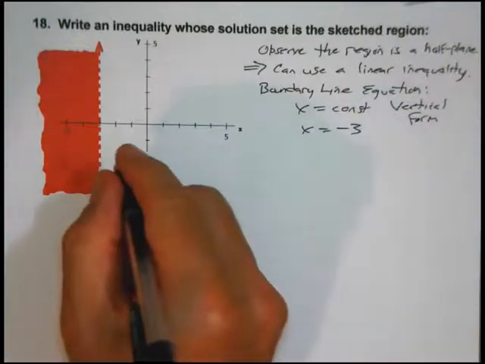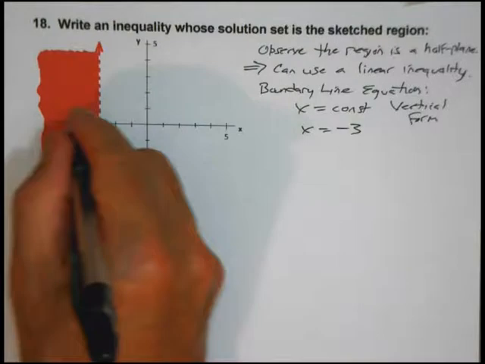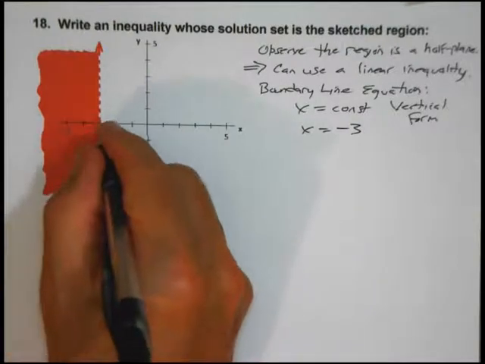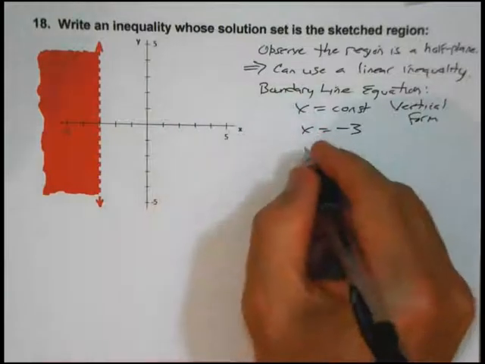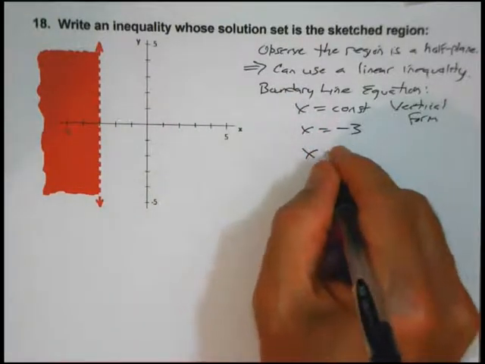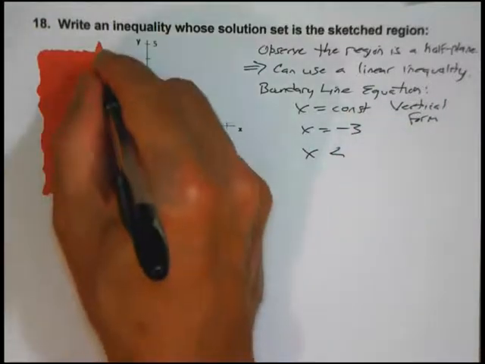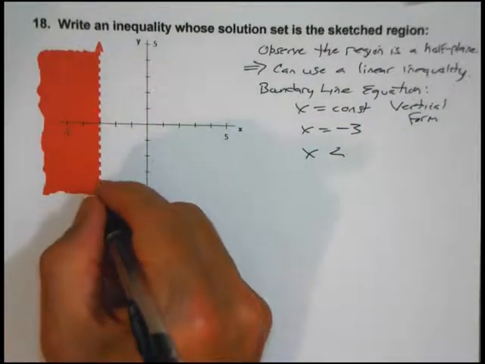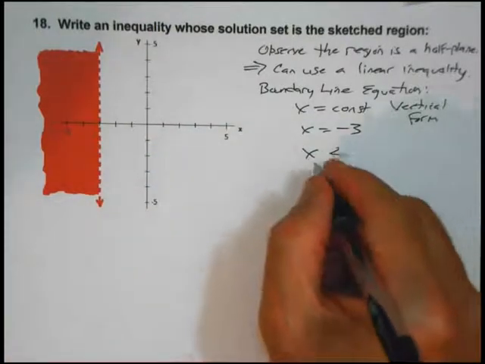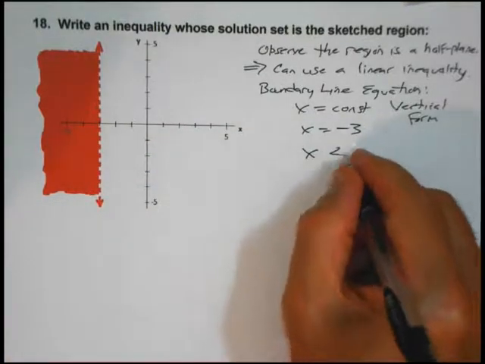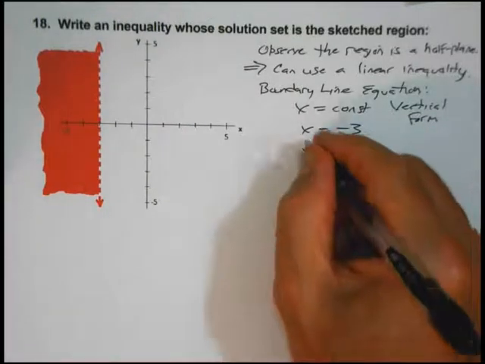Now in this case, we want to have all the points to the left of that line. That's less than, having x less than negative 3. So x less than, and what about the or equals to? It's a dashed line. So we do not want the equality to be part of our inequality. Strictly x less than negative 3 is all we want. Okay, this is it.